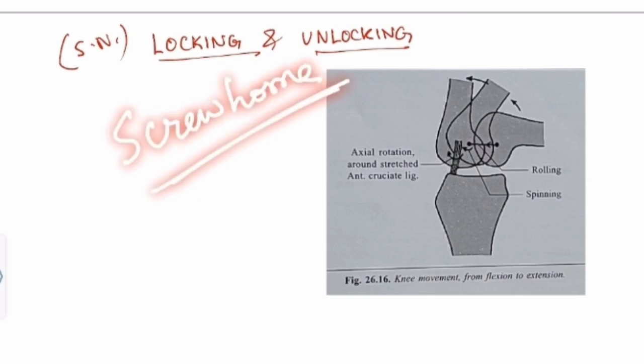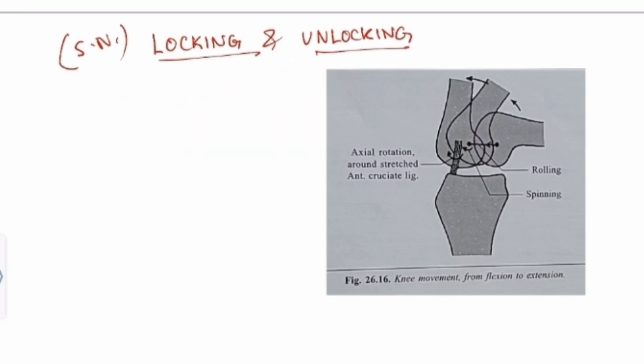Why am I focusing on this? Because it's an important Viva question. Screw home movement. The joint is locked, ligaments are stretched, joint is maximally congruent. These lines are very important. I will write them down. And the extensor muscle ceases active contraction. When flexion starts, this goes back again. The joint has to be unlocked by the lateral rotation of the medial femoral condyle, and the popliteus muscle also helps. Now let's get into it step by step. First we will go in this direction, then in this direction. Let's start.